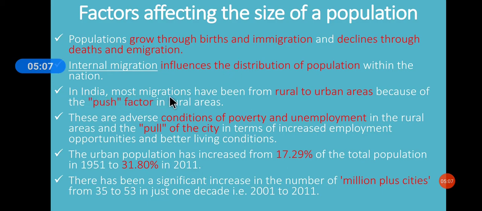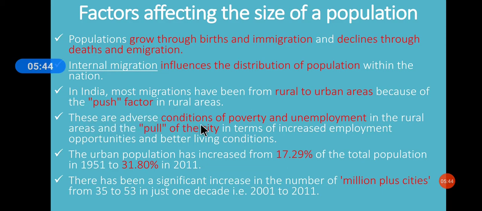In India, most migrations have been from rural to urban areas, from villages to the cities. People move from villages to cities for better facilities and better job opportunities because of the pull factors in urban areas. Sorry, push factors in rural areas. From rural areas there is a push factor, and something pulls from the city side. Yes, it attracts them. So people move from rural areas to urban areas.